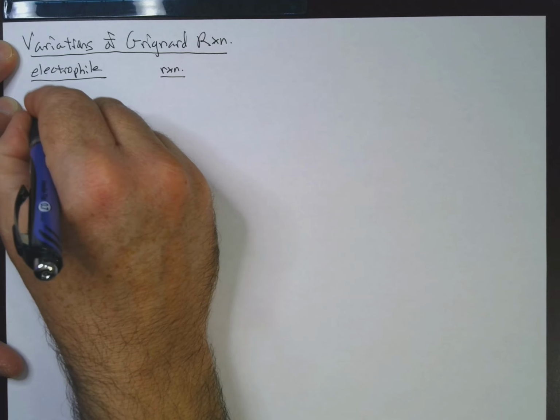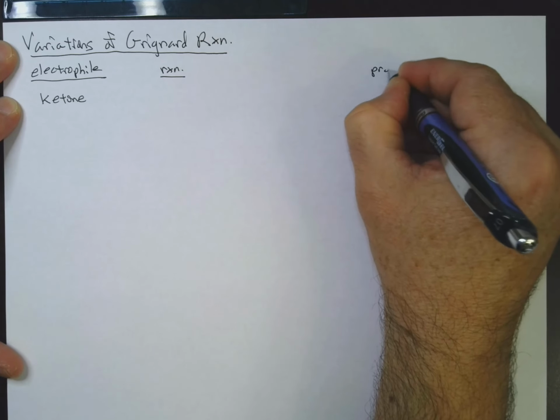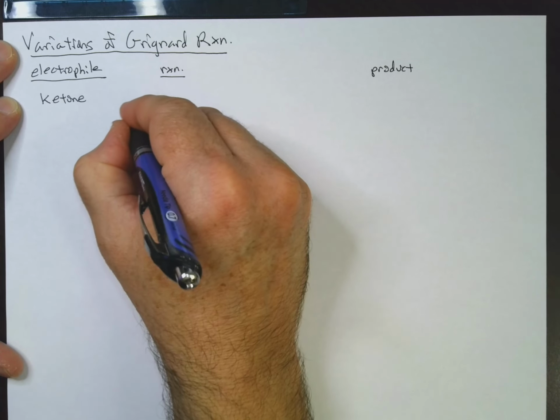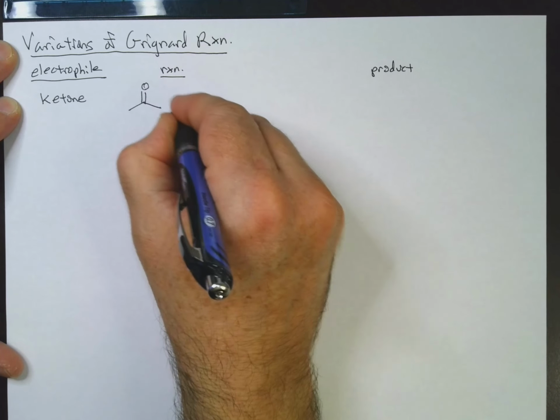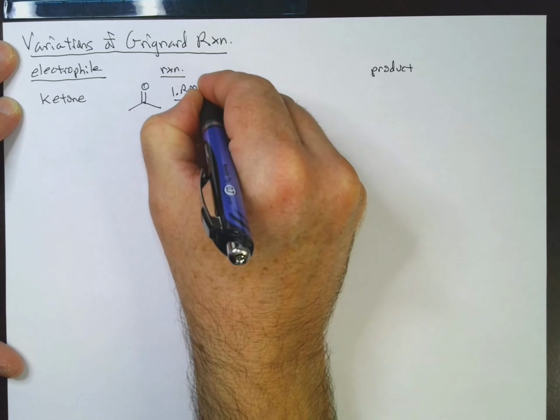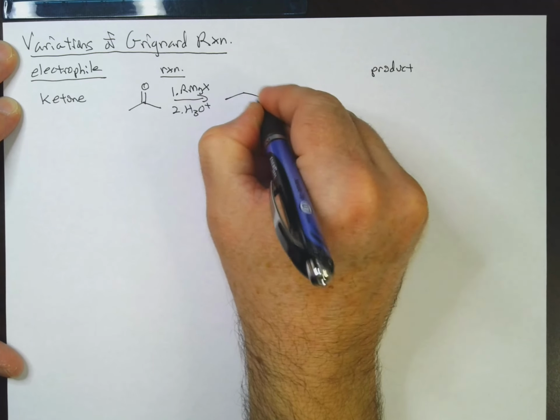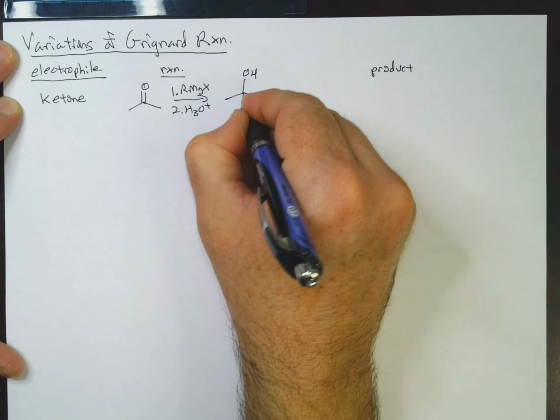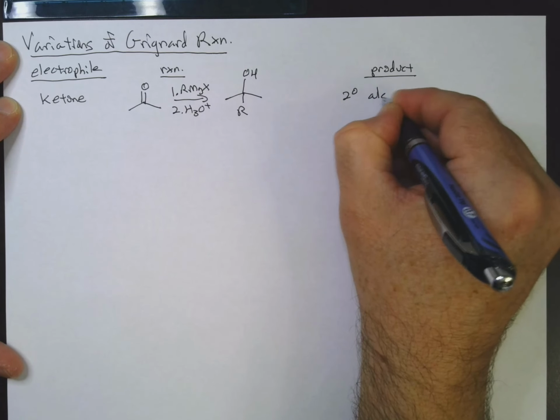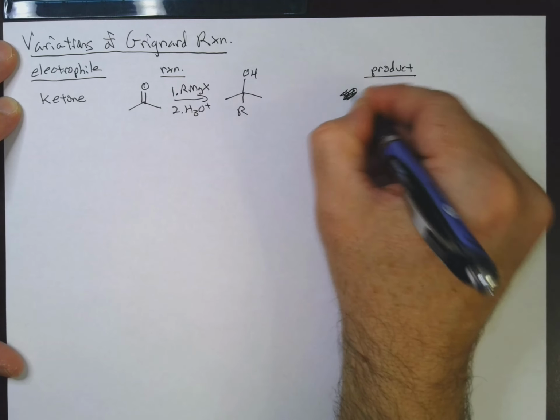Okay, so we've seen ketone. So we'll have our ketone, and we'll do 1. R-MgX, 2. H3O+, and get our product, which will be a secondary alcohol. Sorry, tertiary alcohol.